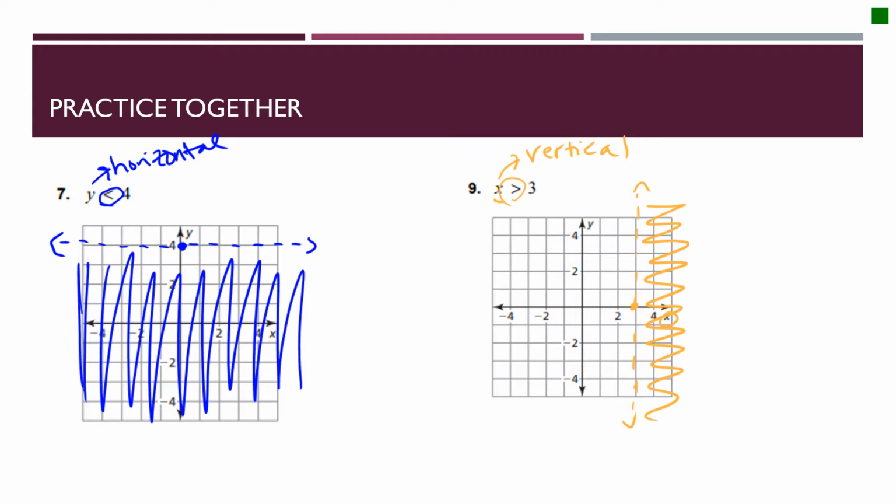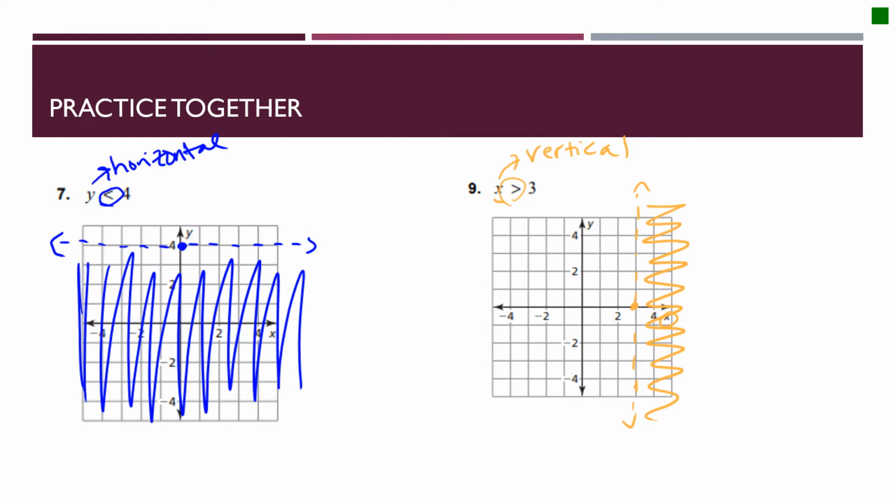Now keep in mind that this sign is a less than only. So it will be a dotted line, and it says y less than that, so we're going to shade up under. So basically everything up under this horizontal line at 4 is going to be a solution.